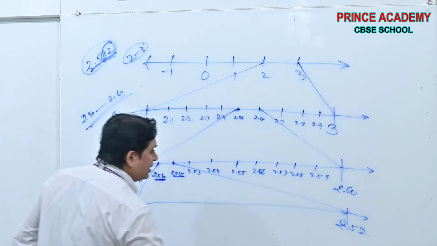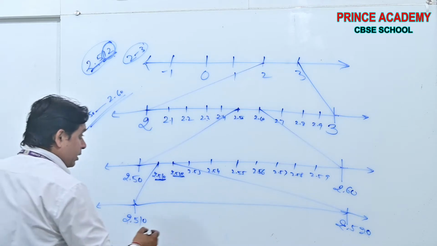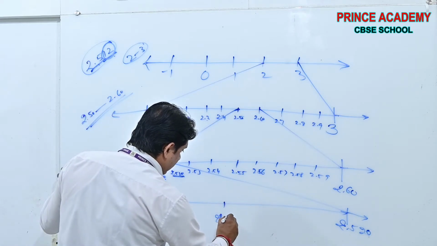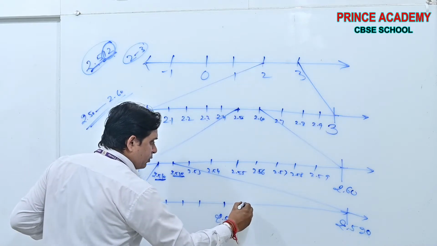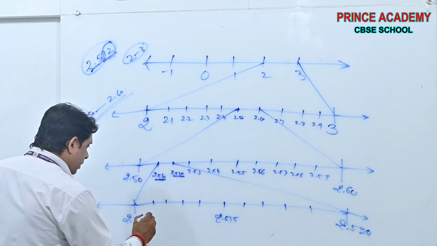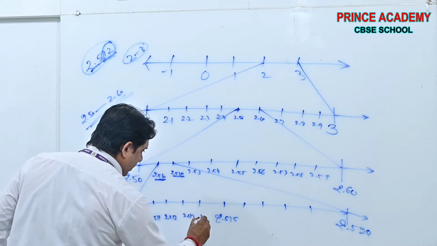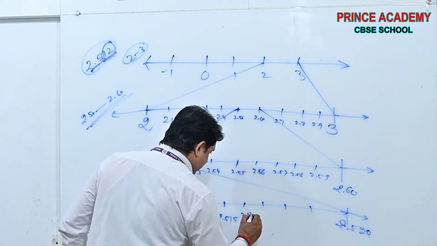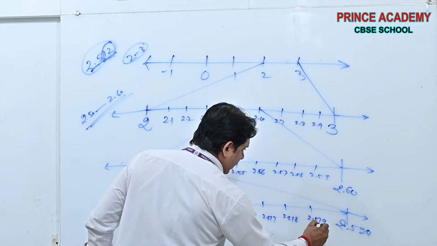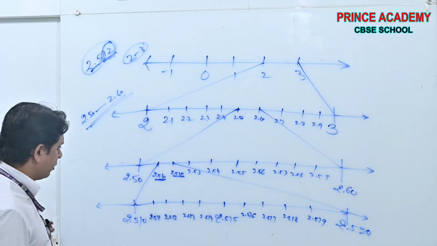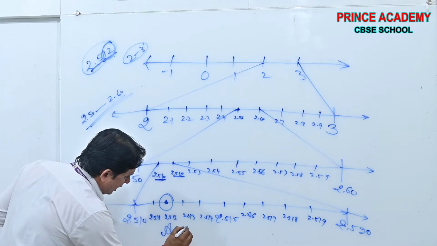Put a 0 behind to make it look like this. Now see. Again divide into 10 parts. 1, 2, 3, 4, 5, 6, 7, 8, 9. 2.511, 2.512, 2.513, 2.514, 2.516, 2.517, 2.518, 2.519. Yes or no? Now you can observe this is the point which is 2.52 and it will be the answer.